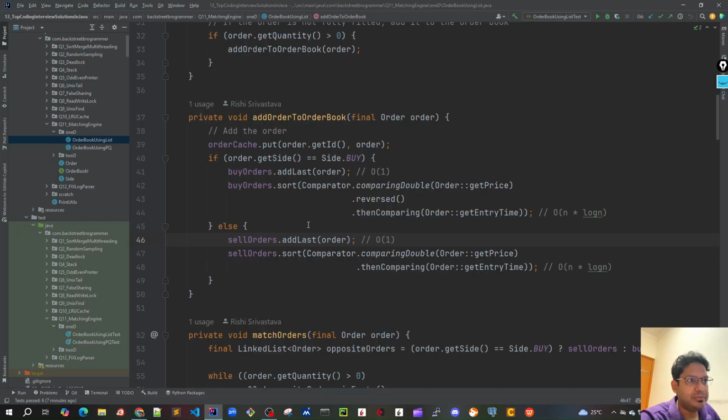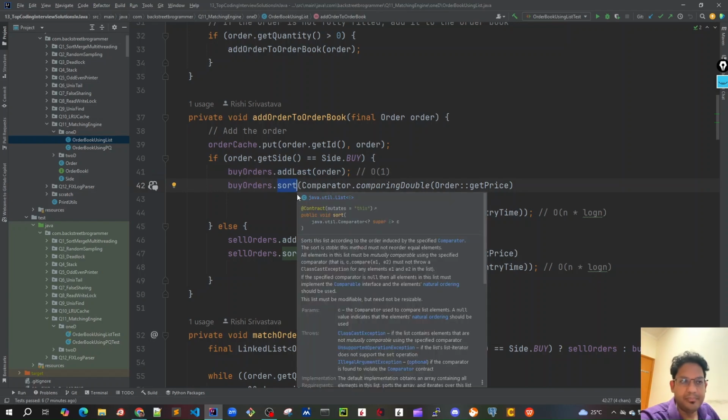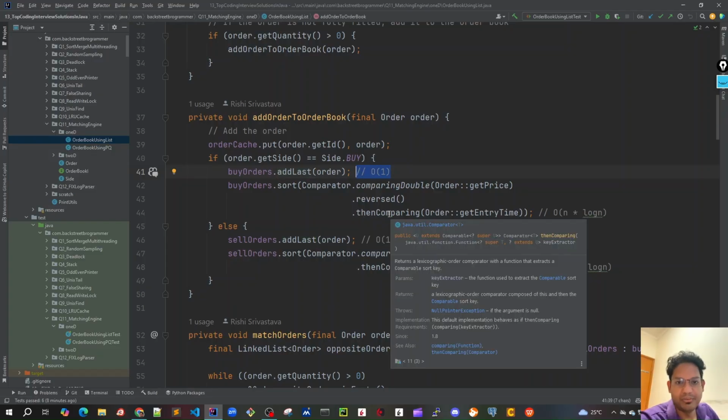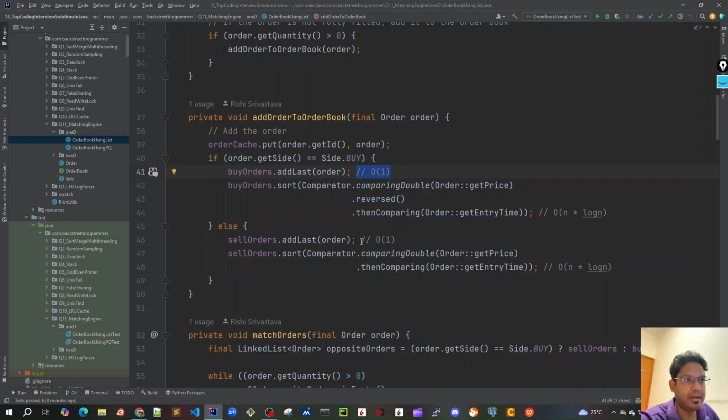In the previous video, we saw that when we add the order to the order book, we add it at the last and after that we sort it. Add last is because we are using a linked list. Even if I just use add, by default it will always add to the end of the list, whether it's an array list or linked list. I just explicitly marked this as add last. And this is an O(1) operation because we don't need to shift any element after adding.